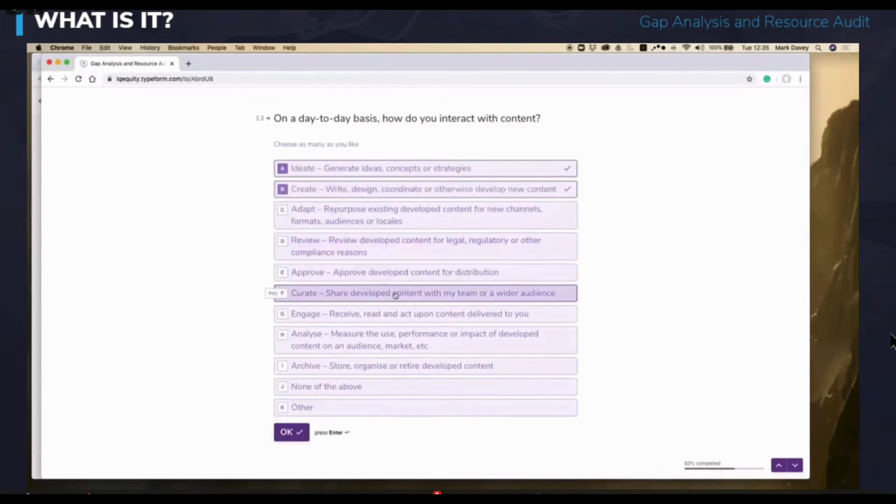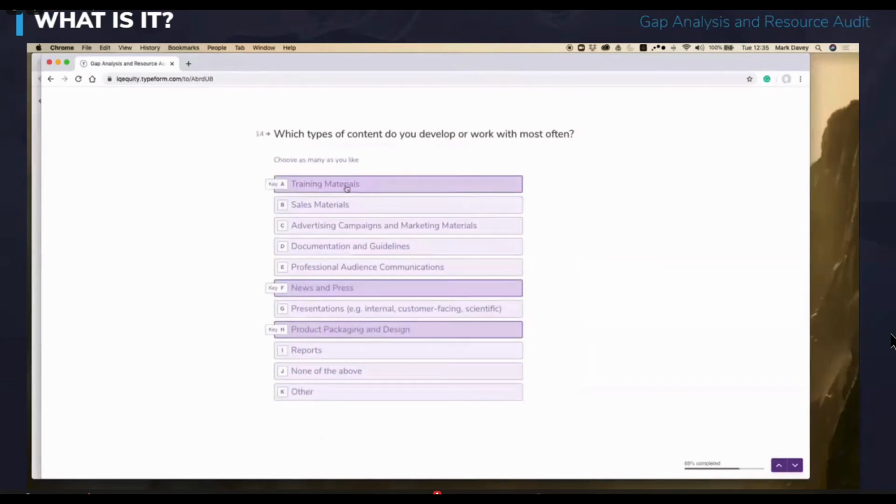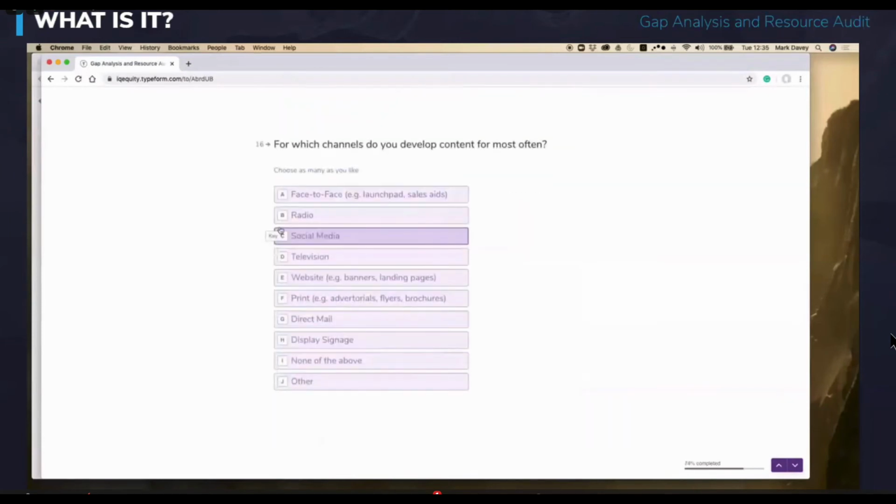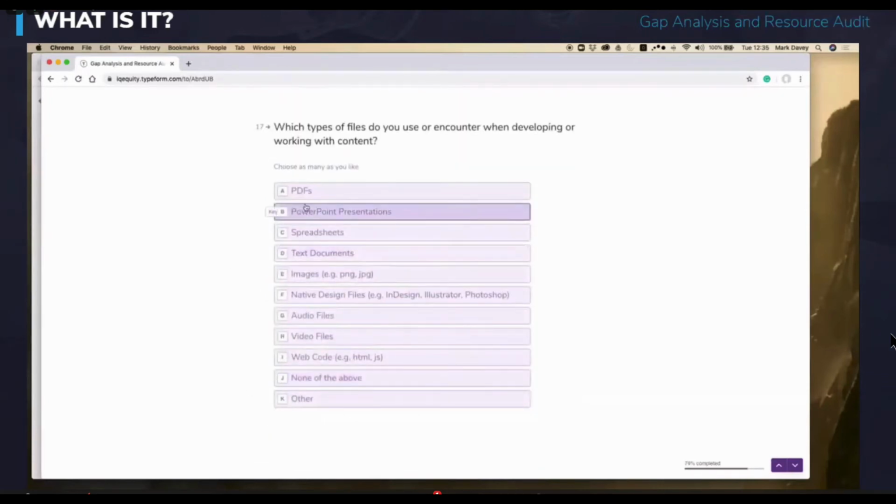And recently, with a client, we managed to get the support of the CEO to drive this. We sent out 12,000 emails with the gap analysis and resource form embedded. And we were able to get a clear picture of what content and data and context is, to build a framework for the DAM strategy.